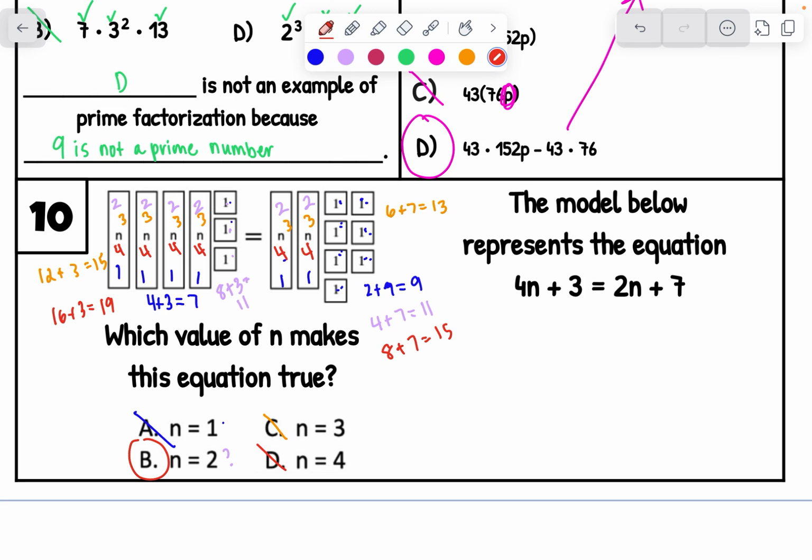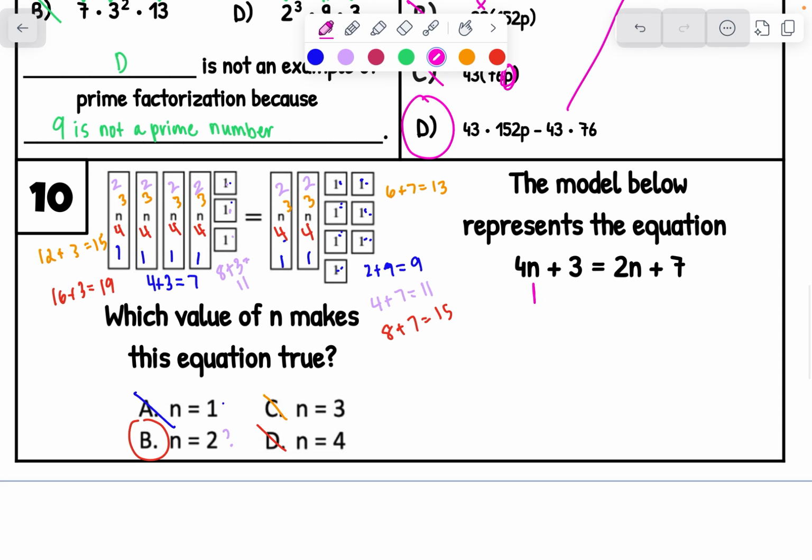Another way you could do this is also to just plug it in directly where the variable is. So if I were to do 4 times 2 plus 3 equals 2 times 2 plus 7. 4 times 2 is 8, right? And then we would do the 8 plus 3, that's 11. 2 times 2 is 4. 4 plus 7 is 11. So that's another way to check our answers.